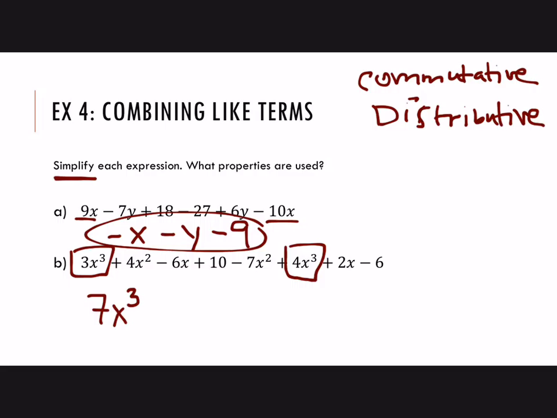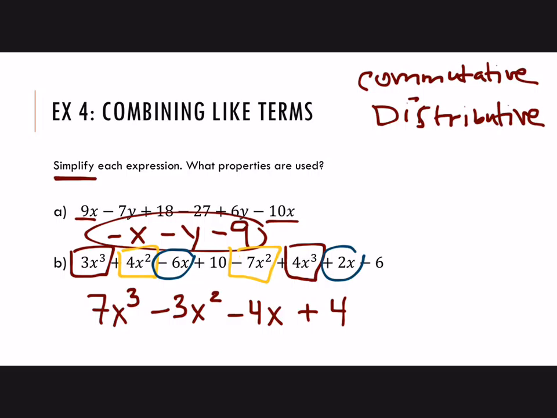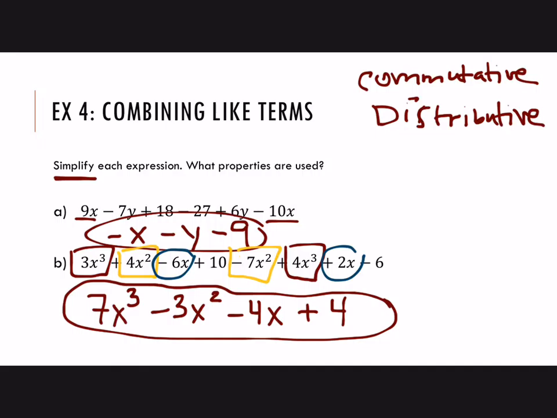Okay, then the x squareds. We've got a 4x squared, a negative 7x squared. So that's negative 3x squared. Okay, then the x's. We have negative 6x and 2x. Negative 4x. And then finally the constant terms, 10 and negative 6 is positive 4. Okay, and that's fully simplified. We've combined all like terms. And I've written this in the preferred standard notation with the highest exponents first.